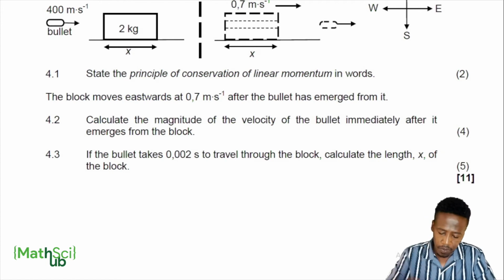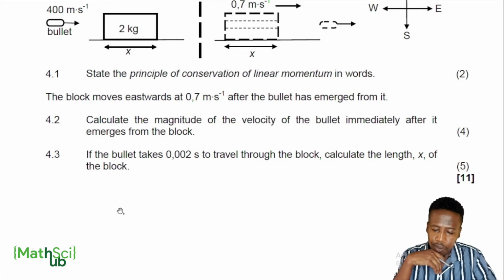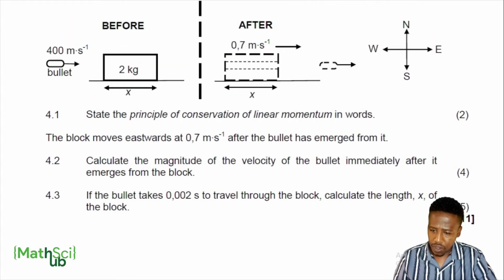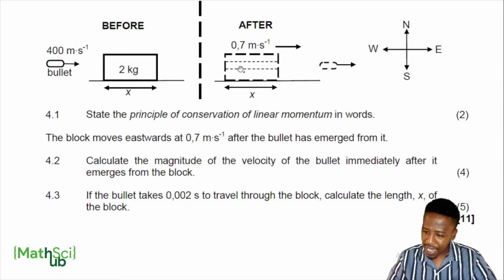Now it says, if the bullet takes 0.002 seconds to travel through the block, calculate the length x of the block, right? Let's go back to our sketch and see what they want us to calculate. Now it gets in and stays inside the block for 0.002 seconds, right? Now if they want the length, they want the distance that the bullet travels inside the block. Now there are different ways of trying to solve this.